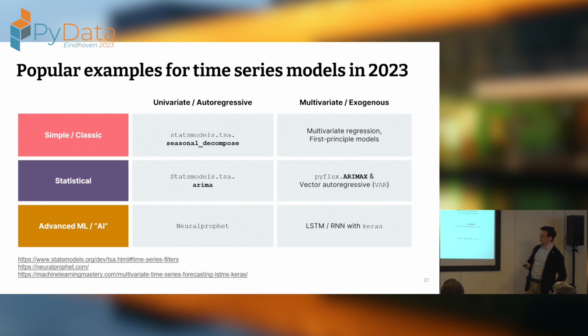Simple and classic models like the seasonal decomposition, or statistical models like ARIMA and ARIMAX. I put them in two different columns because you can have models that stand for themselves, meaning they just take the variable in question, or ones that use exogenous information, so additional information as well, in order to go forward. There are ones like ARIMAX, or more complex, the bazooka, LSTMs or RNNs with Keras, that are used frequently. And why am I saying that?